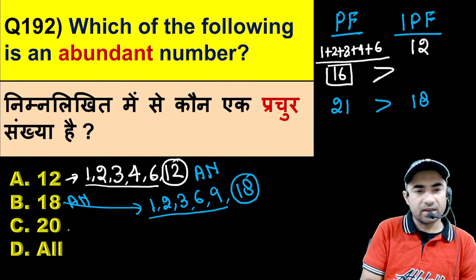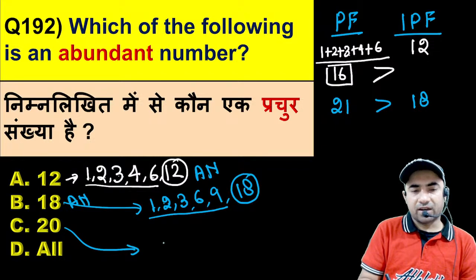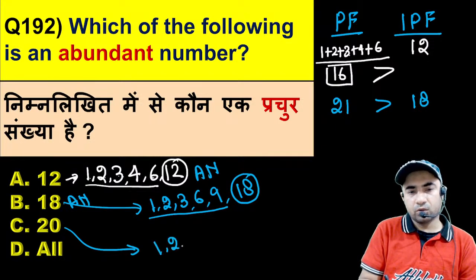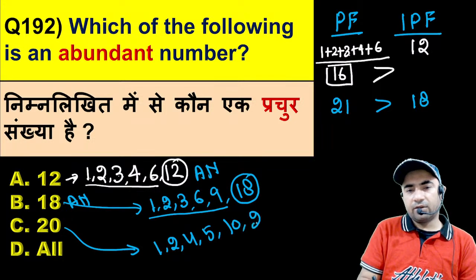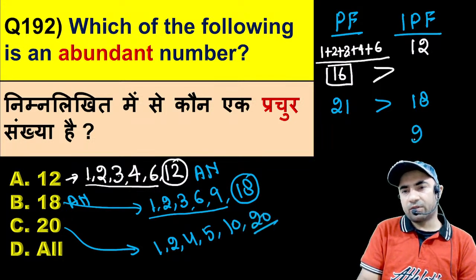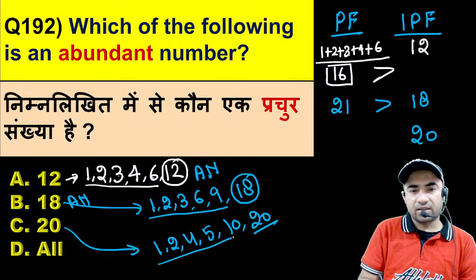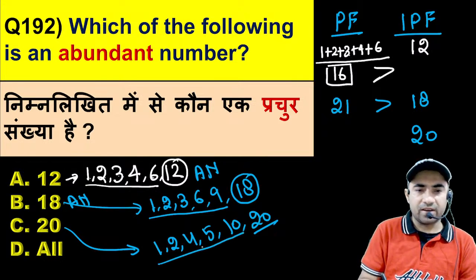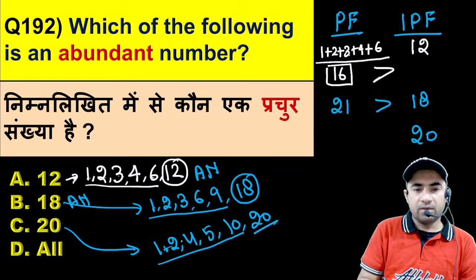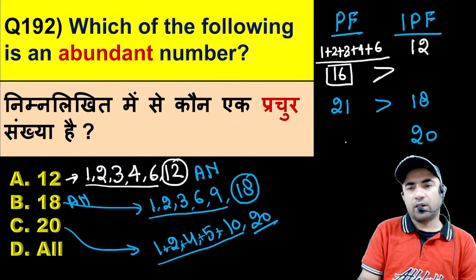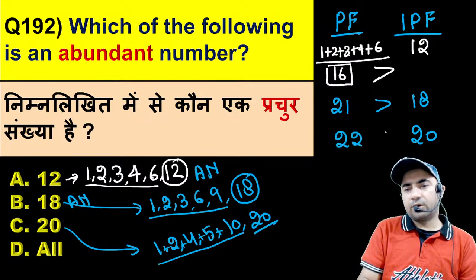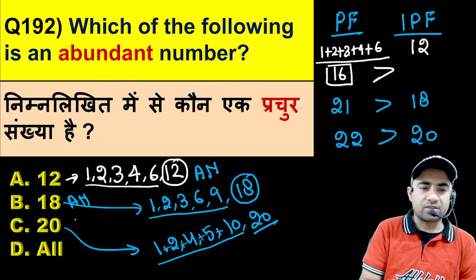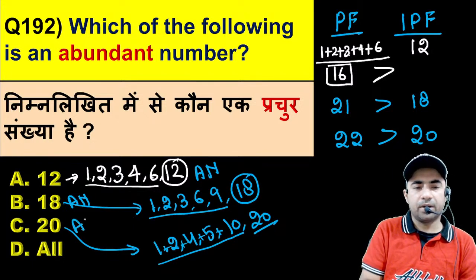Now take the factors of 20. The factors of 20 are 1, 2, 4, 5, 10 and 20. So 20 is the improper factor and these 5 are the proper factors, and their sum is 1 plus 2 plus 4 plus 5 plus 10, which is 22. The sum is 22 and 22 is greater than 20. That's why 20 is also an abundant number.